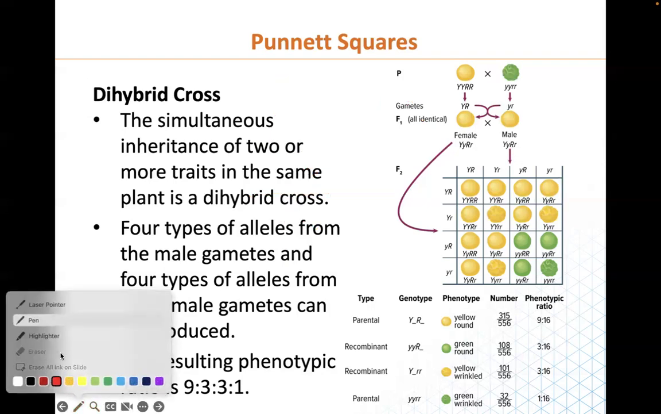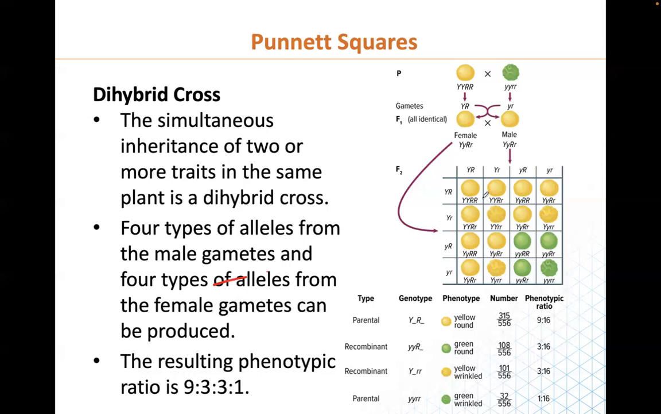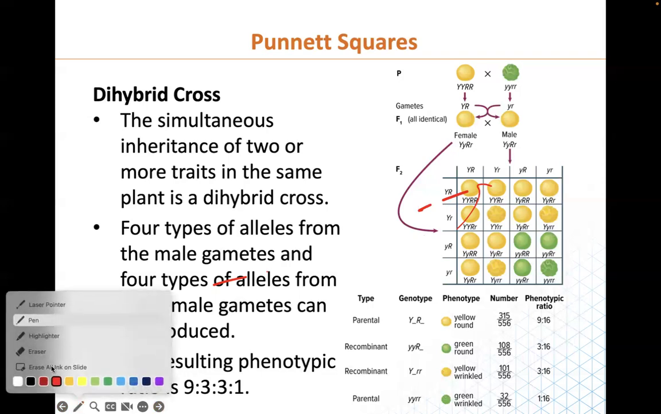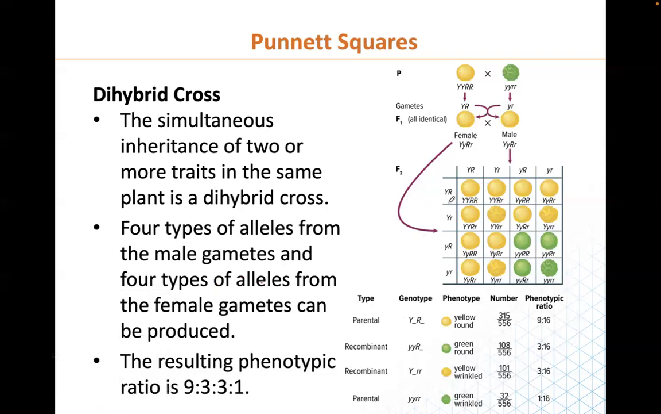So after that, you would do the crossing. Once you do the crossing, you will get multiple results, as you can see. And from here, you would look at how many yellow and smooth do you have? We have 1, 2, 3, 4, 5, 6, 7, 8, 9.